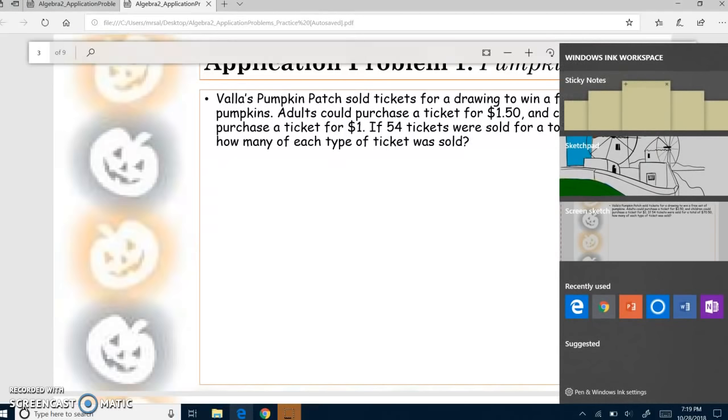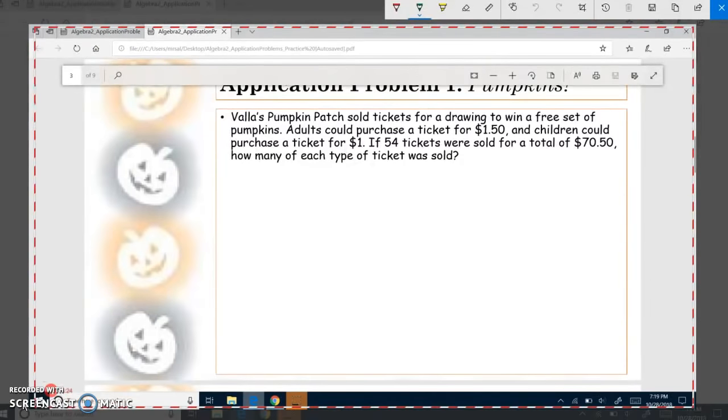This one deals with Bella's pumpkin patch. So it's all about how much it's going to cost to do something at the pumpkin patch. Here it says, Bella's pumpkin patch sold tickets for a drawing to win a free set of pumpkins. Adults could purchase a ticket for $1.50 and children could purchase a ticket for $1. If 54 tickets were sold for a total of $70.50, how many of each type of ticket was sold?